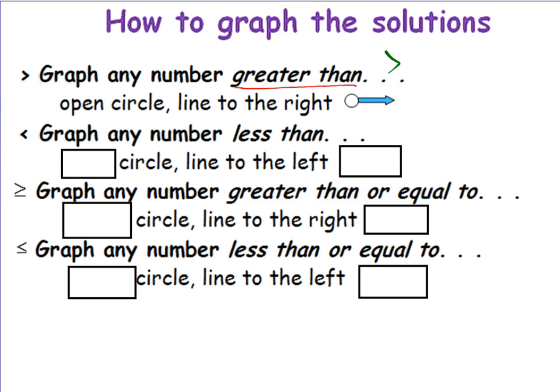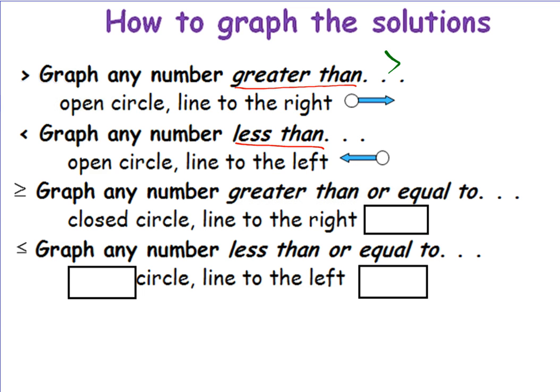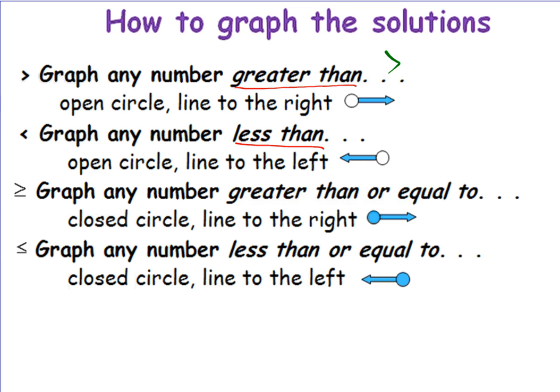Okay, if you graph any number that is less than, it's going to give you an open circle, and you're going to graph to the left of that dot. Graphing any number greater than or equal to means we have a closed circle. That means you color in the dot, and you are graphing to the right. And graph any number less than or equal to, we have it still a closed circle, and graph to the left. This statement right here is why it is colored in, because we are including that endpoint.